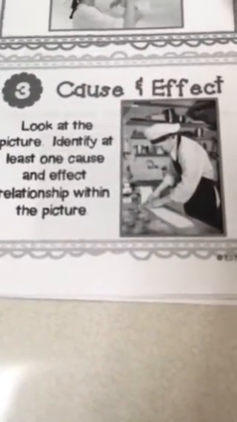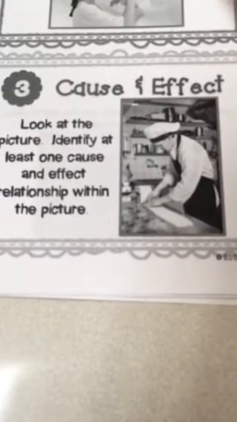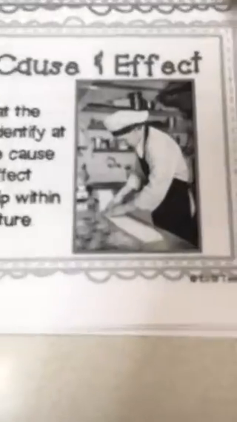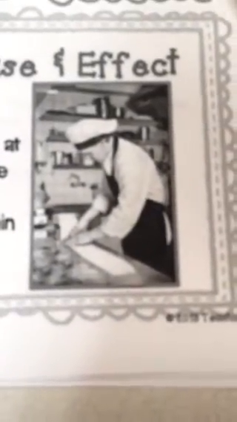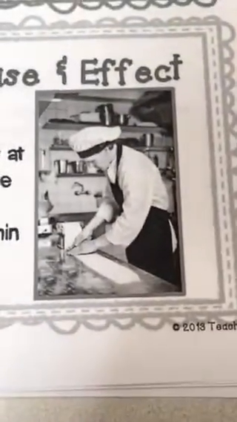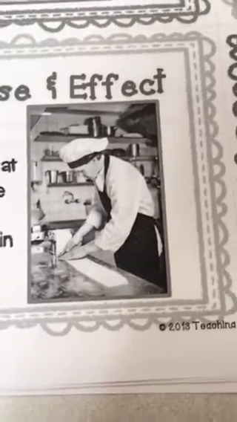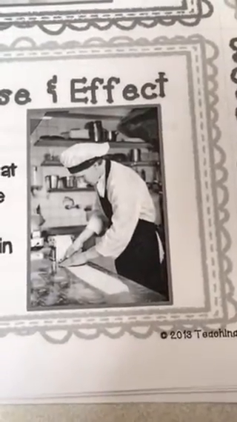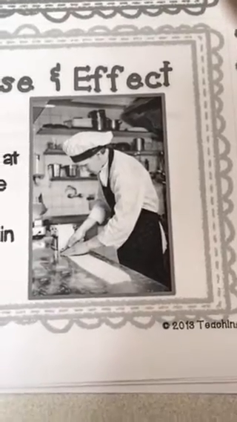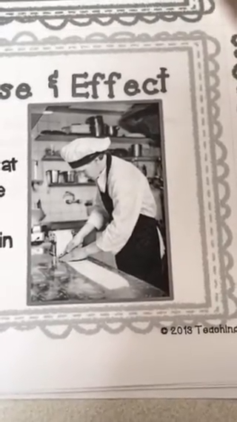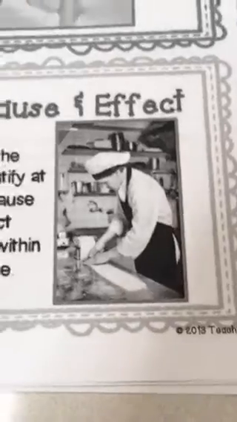Now I want you to look at this picture and try to think in your head. So you're going to try to identify at least one cause and one effect. Remember, the effect is what happens, and the cause is why that happens. So, it's a little bit tricky to see, but what do you think is going on here first? What happened? Why did that happen? You should be able to come up with this in your head.